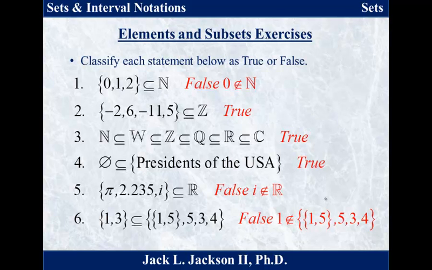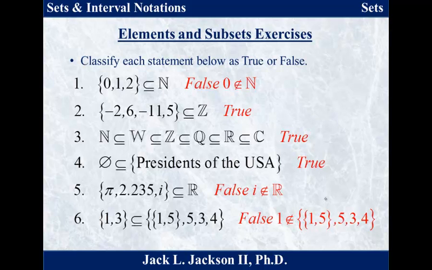The empty set is a subset of the set of presidents of the USA. Well, that's certainly true because the empty set is a subset of every set. {pi, 2.235, i} is a subset of the real numbers. Well, pi is an element of the real numbers. 2.235 is an element of the real numbers. But i is not an element of the real numbers. It is our imaginary unit. So if we interpret i as being our imaginary unit, this is a false statement.